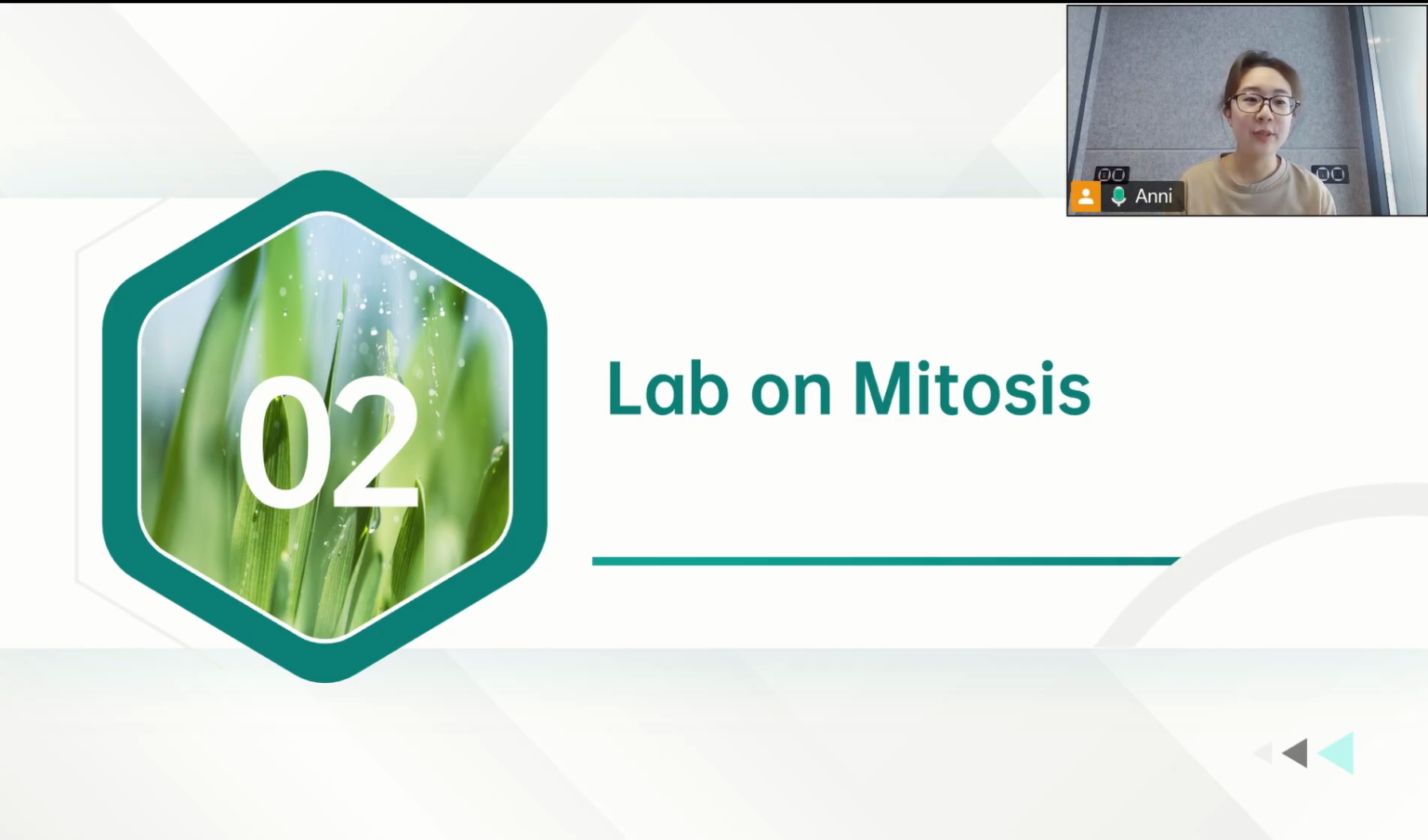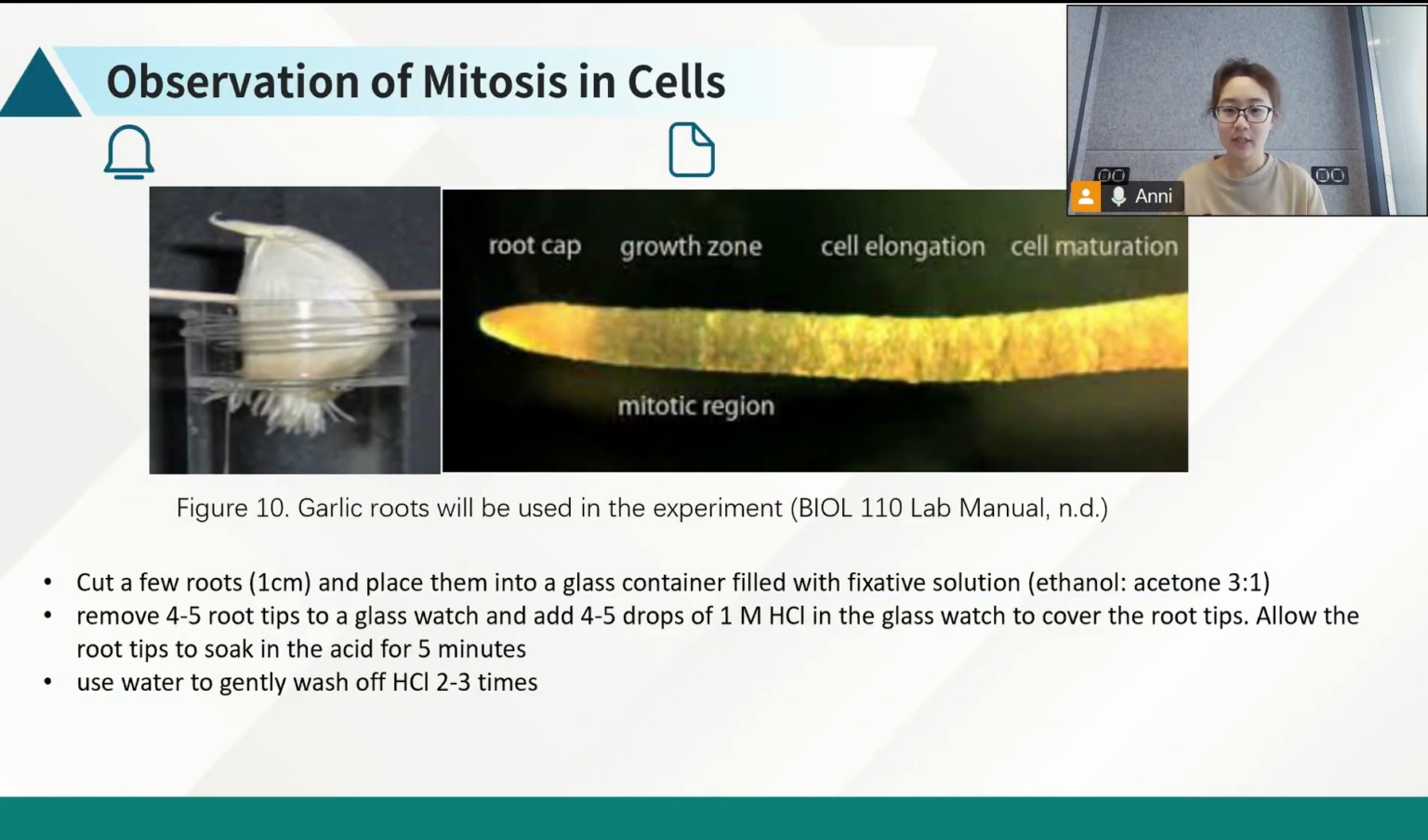Next, we're going to move on to an interesting part, which is a lab on mitosis. Today's lab is about observation of mitosis in cells. We're going to use garlic roots in our experiment. First, cut a few roots and place them into a glass container filled with fixative solution.